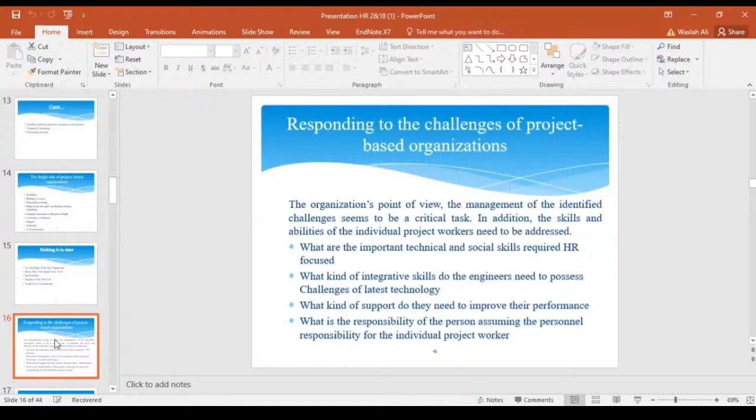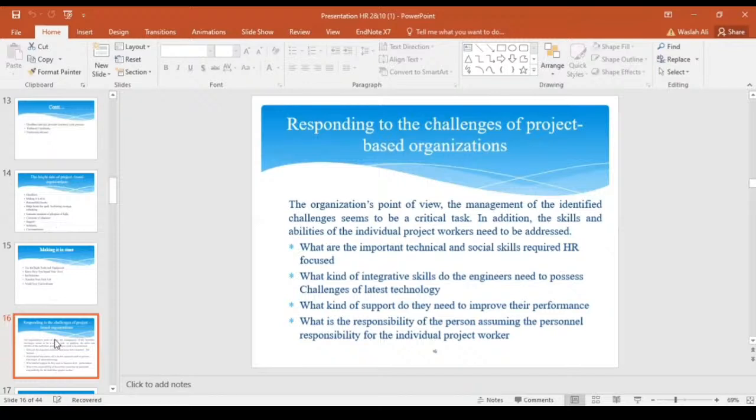What are the important technical and social skills required for HR focused? We must know the important technical and social skills that are necessary for HR focused. The second point is about what kind of integrative skill engineers need to possess.